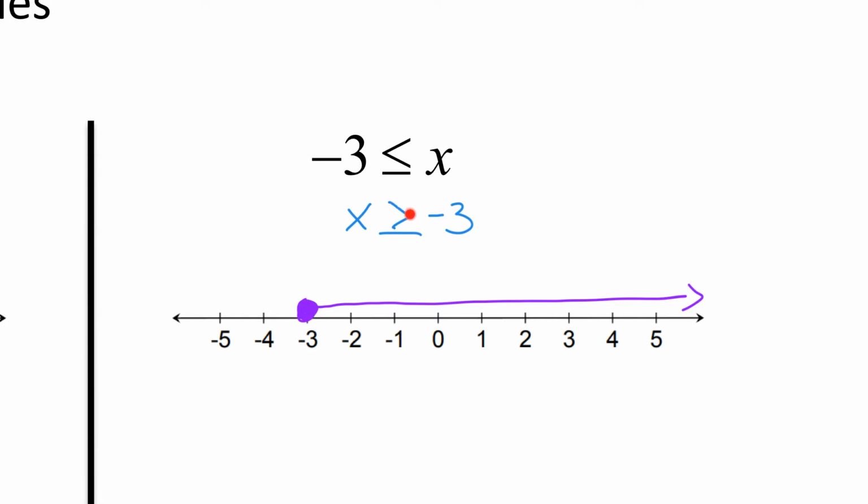But right now, the inequality is pointing to the number. Even if you look at this one, the inequality is pointing to the number, so we go to the right.